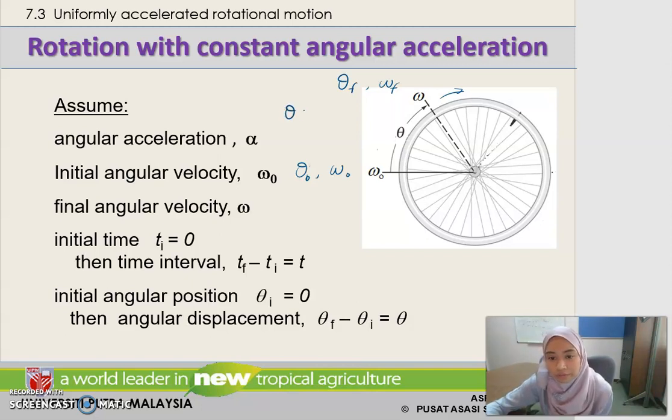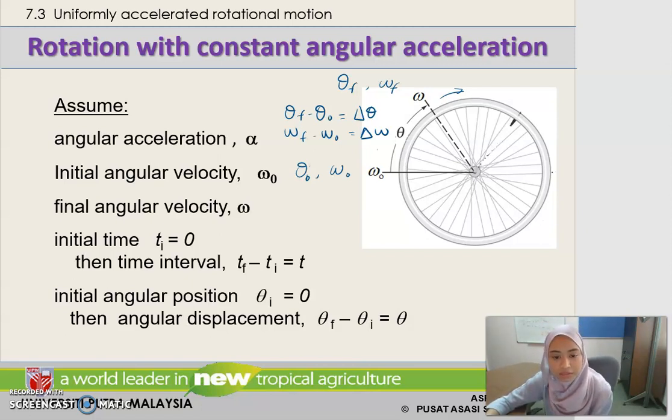Okay, so theta final minus theta naught or theta initial is equal to delta theta, and omega final minus omega naught or omega initial is equal to delta omega. Okay, so that is your change in velocity and your change in angular displacement.